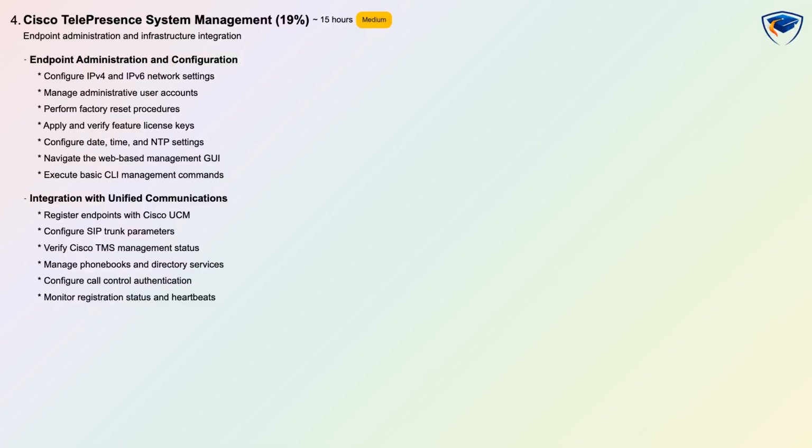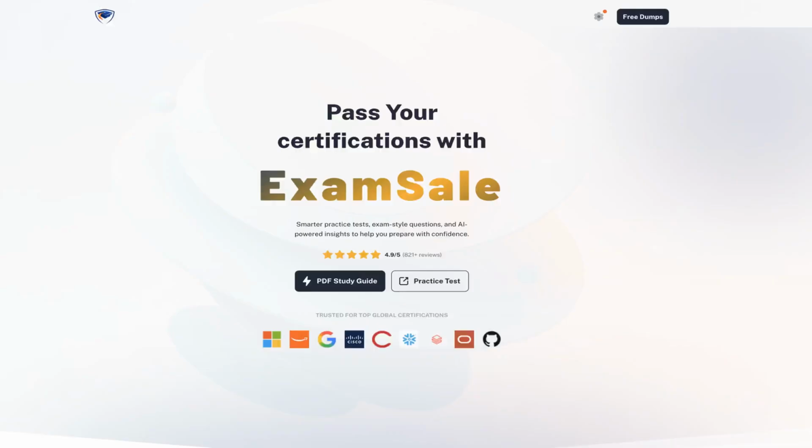This domain is divided into 2 topics: physical environment and assembly, and system hardware components. In the physical environment and assembly topic, you'll learn how to evaluate room lighting and acoustics, follow physical installation safety procedures, assemble system mounting hardware, and position cameras for optimal viewing angles.